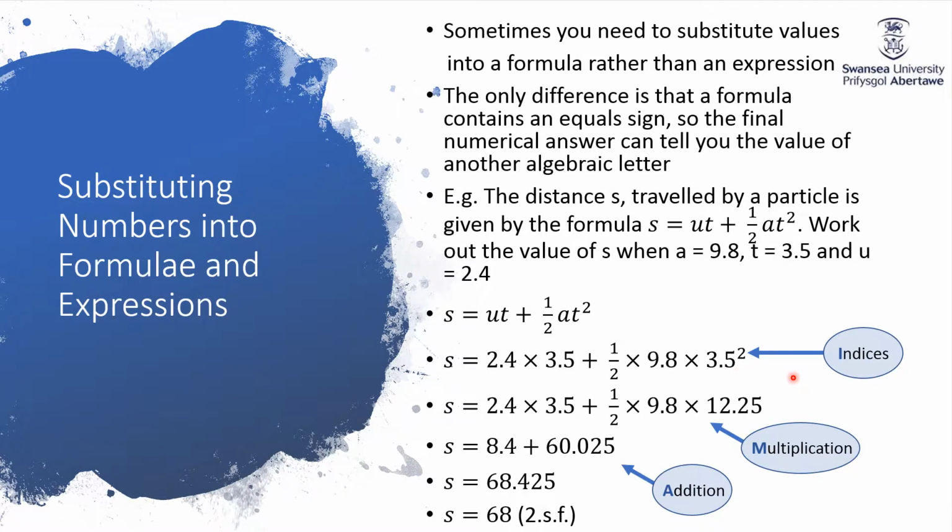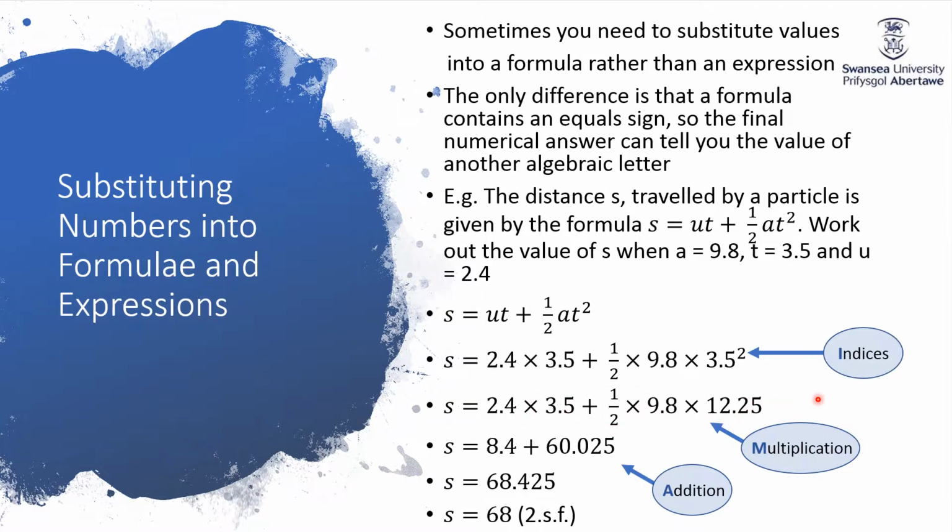Then we have to remember BIDMAS: brackets, indices, division, multiplication, addition, subtraction. So, are there any brackets? No, so we can move on. Are there any indices? Yes. This 3.5 is to the power of 2, so we must tackle that first. So by doing that, we end up with this second line.